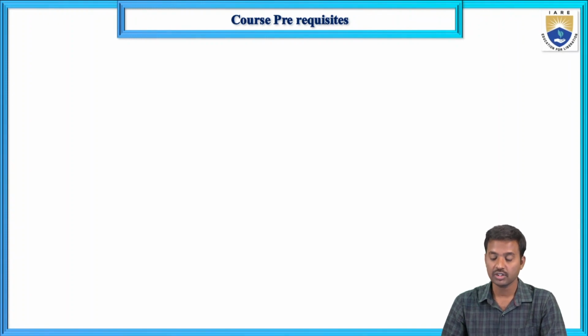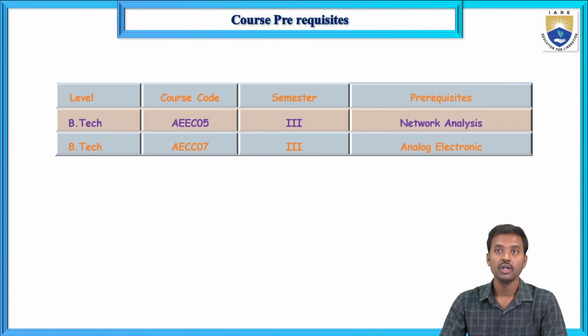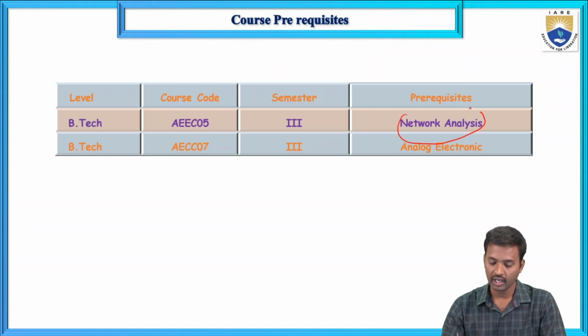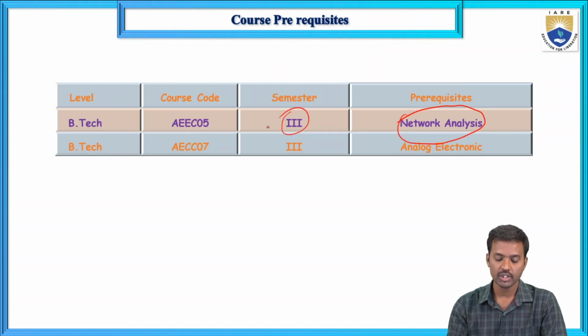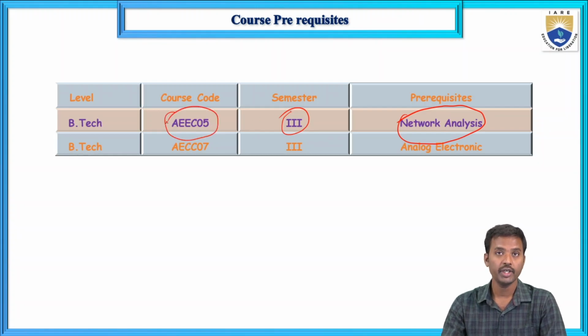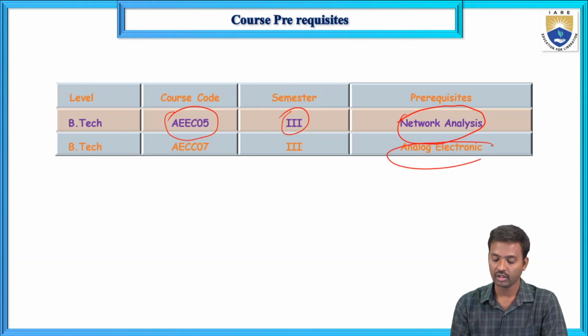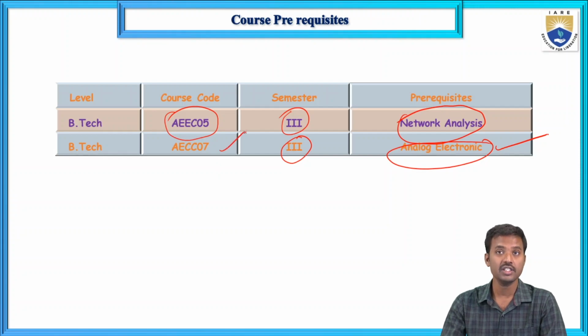And next, prerequisites for this subject. To study this subject, some prior study is required. Network analysis, a third semester subject, with BTech subject code AEC05, and analog electronics, also in the third semester, with BTech subject code AEC07, is also required to study power electronics. So these are the prerequisites: network analysis and analog electronics.